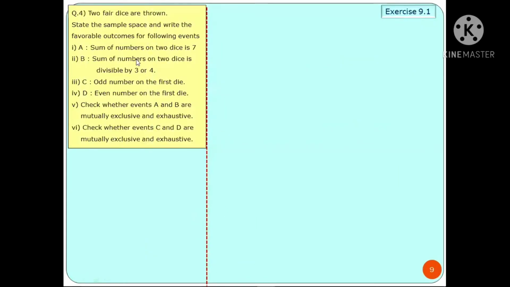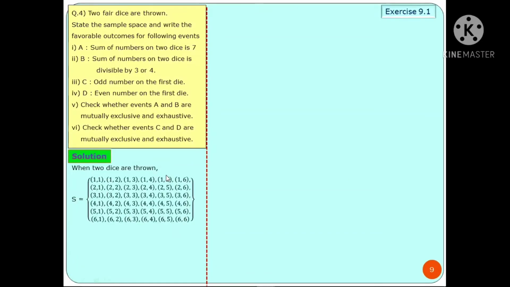Next, problem number 4. Two dice are thrown simultaneously. State the sample space and write the favorable outcomes of the following events A, B, C, D. Also check whether events A, B are mutually exclusive and exhaustive, and whether events C, D are mutually exclusive and exhaustive. Two fair dice are thrown. These are the 36 outcomes of the sample space, so n(S) is 36.